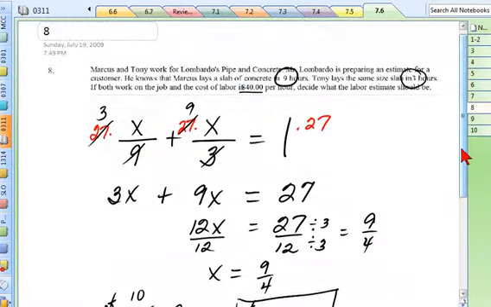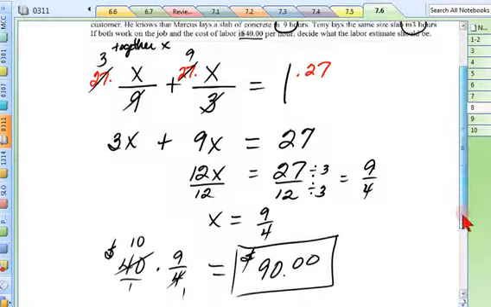The question did not say how long will it take them. It says if both work on the job. So that's the together part. And the cost of labor is $40 per hour. Find out what the estimate should be. So there was something extra in this question.